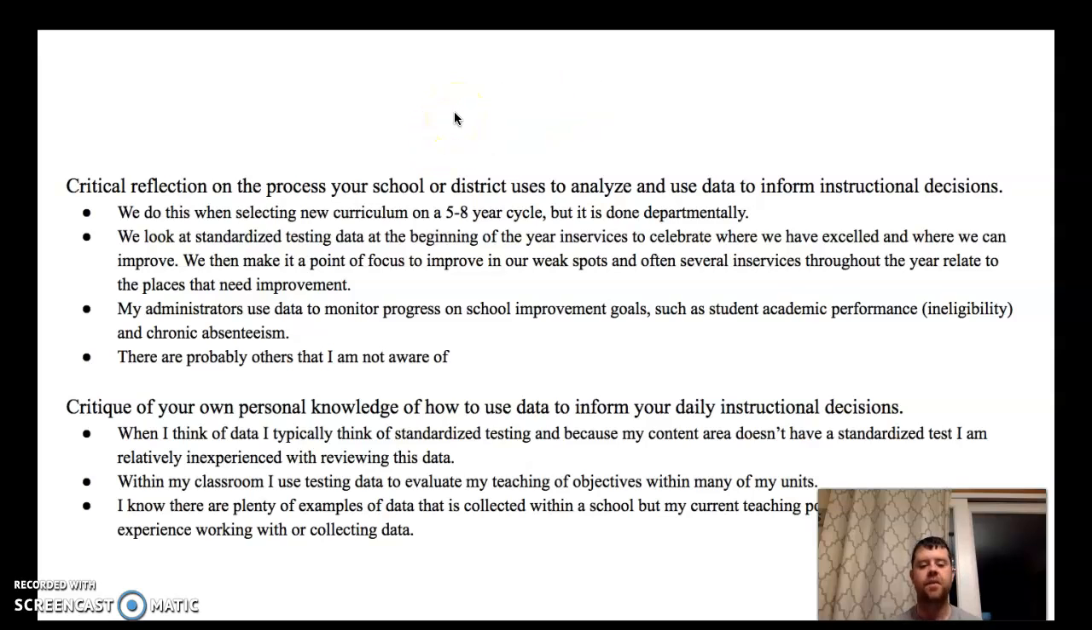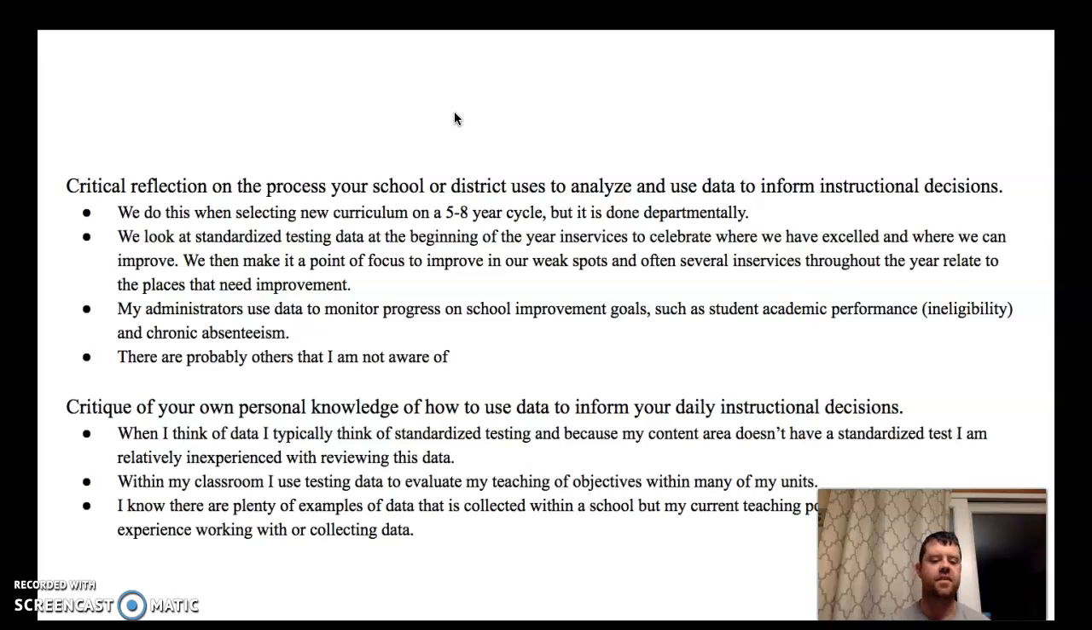My administrators also use data to monitor progress on some of their school improvement goals. They're in their second year of being administrators at our school, and prior to them coming to Central Heights, one problem that we had was that the ineligibility list would get way out of hand and be super long. So they keep data on repeat offenders and how many kids compared to last year are on the ineligibility list in the month of March or whatever it may be, and they're constantly trying to improve that, trying to encourage kids to keep their grades up.